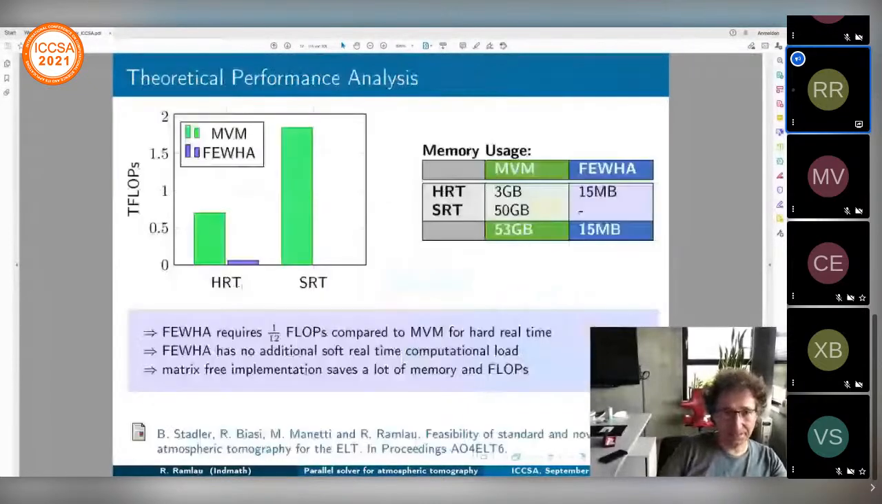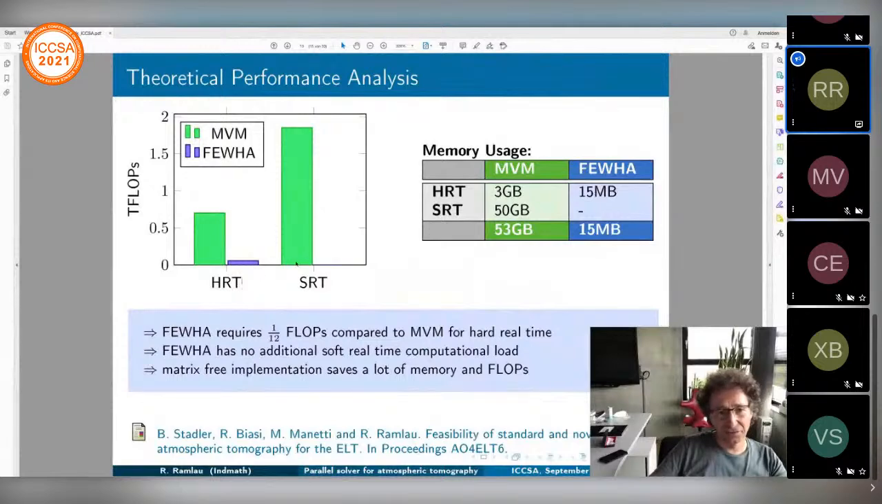So that's the setting. And just the theoretical performance analysis of the method, the matrix vector multiplication compared to FDPCG. So this is just here the hard real time. That's the one that you have to apply for each iteration. And we see that the teraflops for each reconstruction using the MVM are much, much higher than the flops that you would actually need for our iterative approach. So it's 1-0 for our method here.